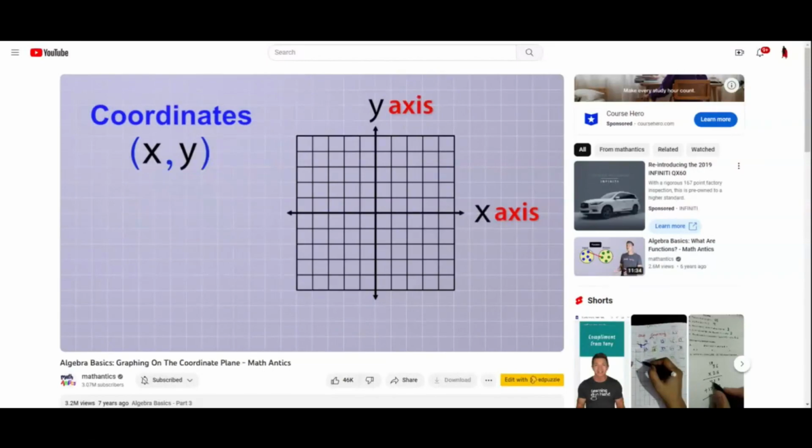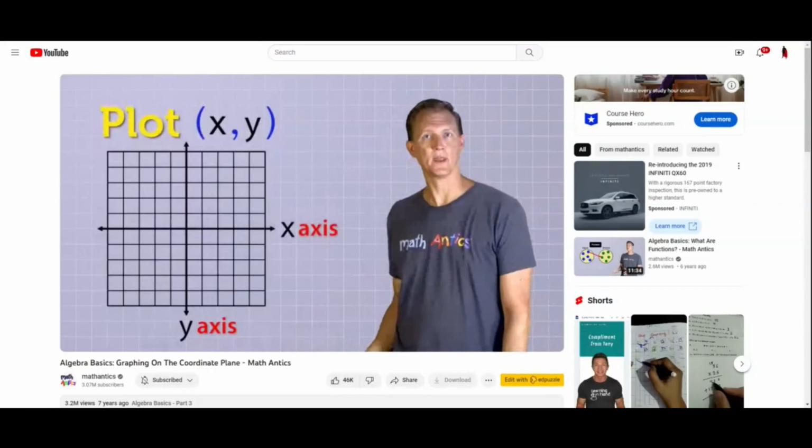In fact, coordinates are often called ordered pairs because they're a pair of numbers that are always listed in the same order. X value first, y value second. So if you have the coordinates 3, 5, that means x equals 3 and y equals 5. Pretty easy, right? But now, how do we actually plot these coordinates, or ordered pairs, on the coordinate plane?